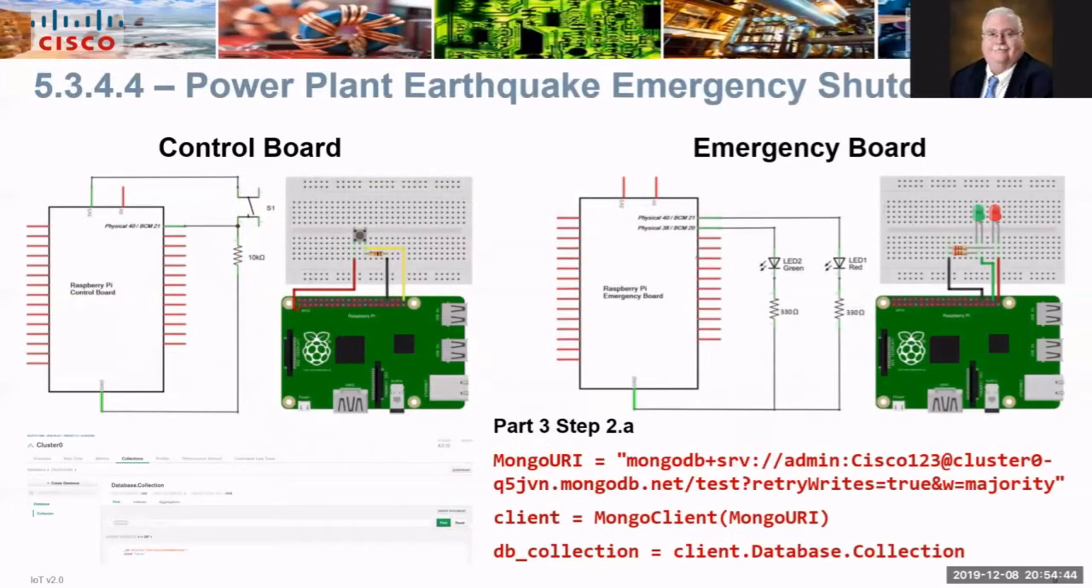5.3.4.4, Power Plant Earthquake Emergency Shutdown. This is the most difficult lab in the course. It will take approximately 3 hours to complete the entire lab or 90 minutes to complete just part 3. In this lab, you will use 2 different Raspberry Pis to interact with an online database. If you just have one Raspberry Pi, you will only complete part 3 of this lab.